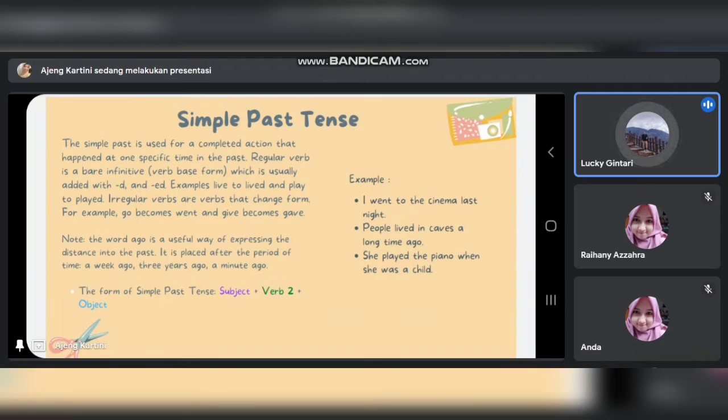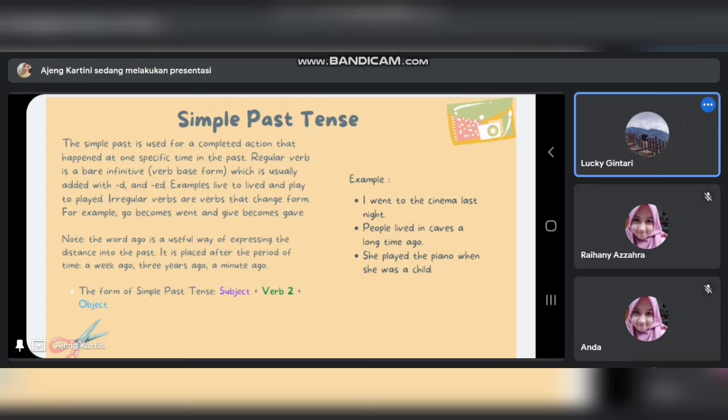the simple past tense is used for a complete action that happened at one specific time in the past. A regular verb is a bare infinitive verb base form which is usually added with d or ed. Example, live to lived and play to played. Irregular verbs are verbs that change form. For example, go becomes went and give becomes gave.